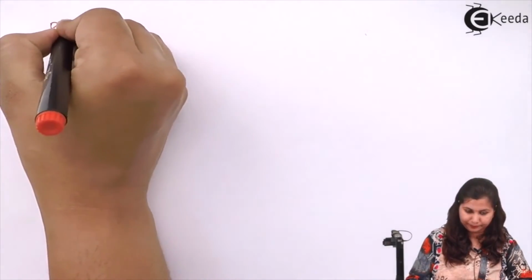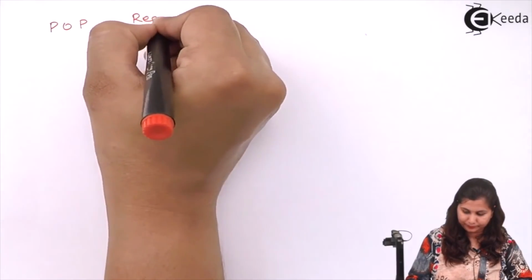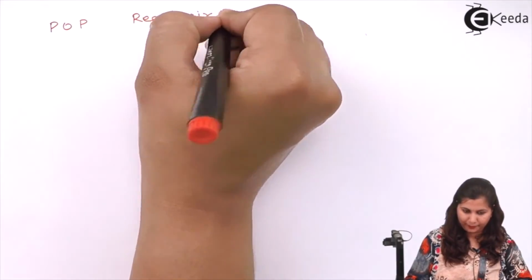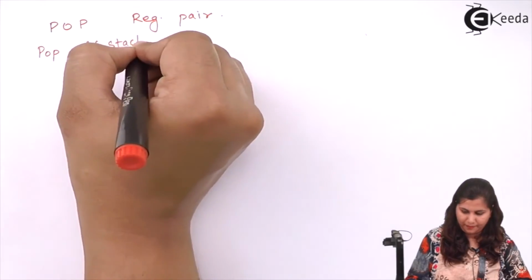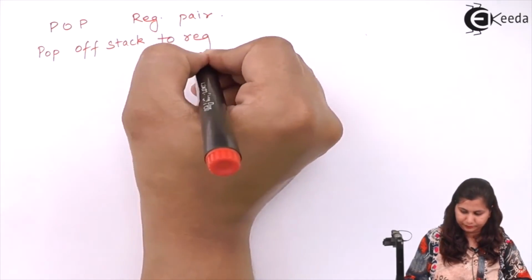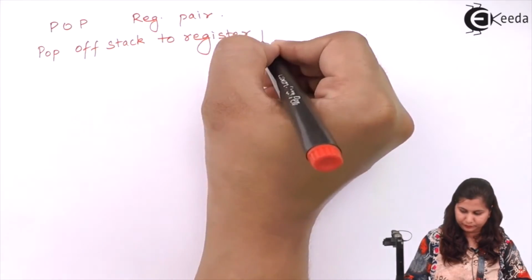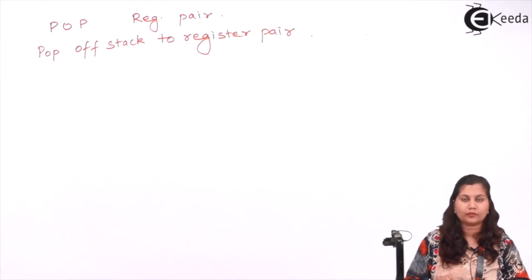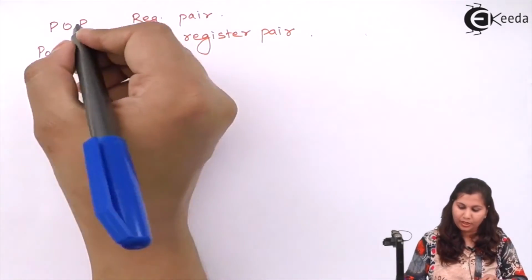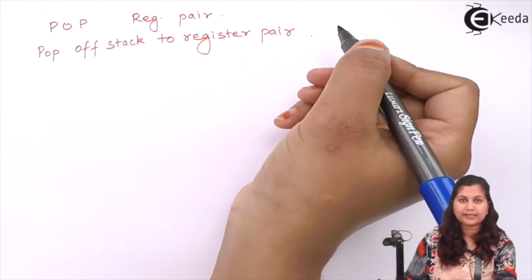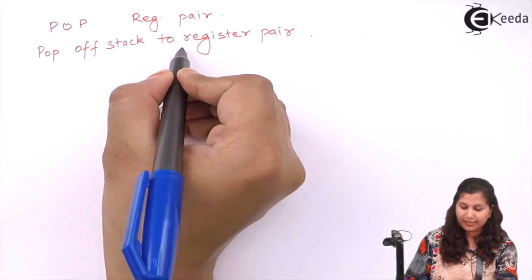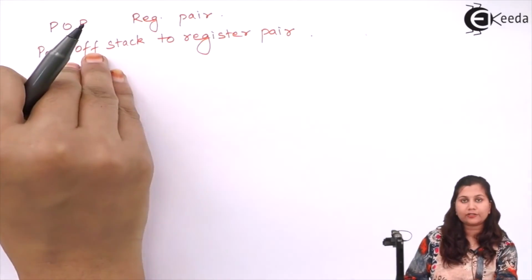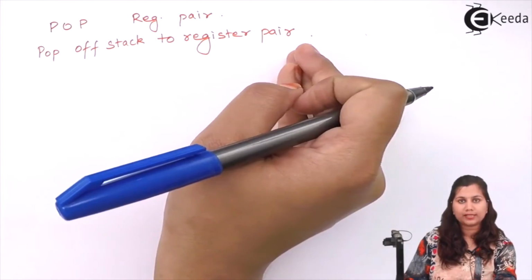Then we have the pop instruction. This instruction is also related to the stack operation. Here the operand is the register pair, and it will pop off the stack to the register pair. So the contents of the stack will now go to the register pair.